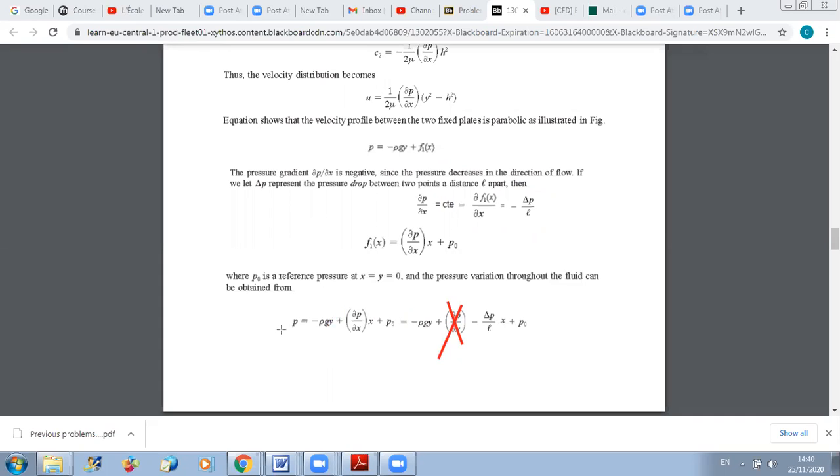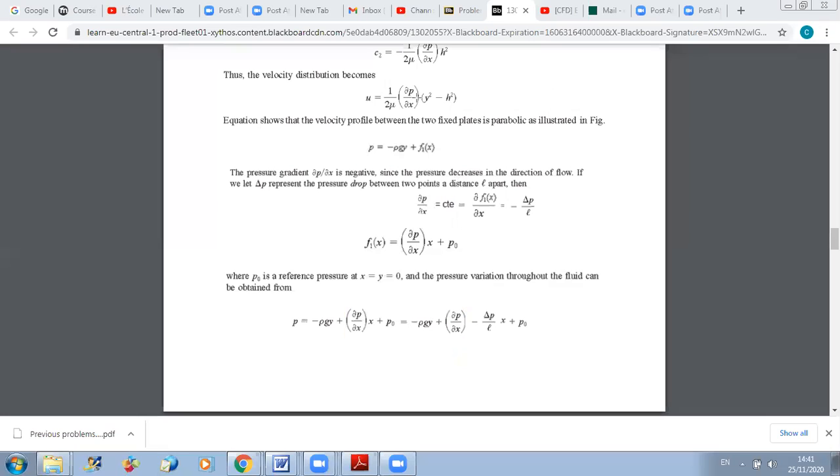So you can see that P is varying in a linear way with Y. This is the hydrostatic pressure, okay? It's minus rho gy. And in X, it's varying due to the pressure drop. Yes, tell me. Please repeat from the gradient. Yes, I will repeat.